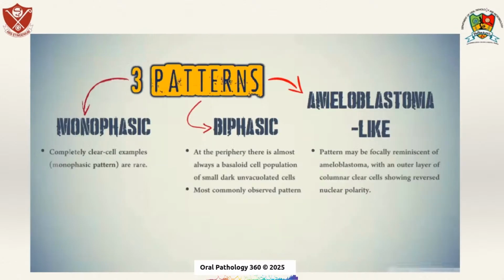Three patterns can be seen histologically. It could be monophasic, which is very rare, with completely clear cells. It could be biphasic, where at the periphery there is almost always a basaloid cell population of small, dark, unvacuolated cells, and this is the most commonly observed pattern. Then there could be an ameloblastoma-like pattern, focally reminiscent of ameloblastoma with an outer layer of columnar clear cells showing reversed nuclear polarity.